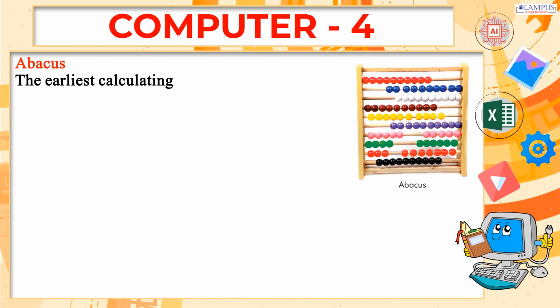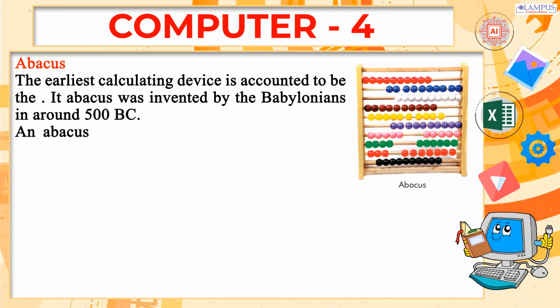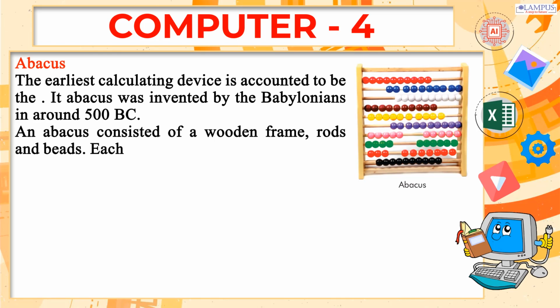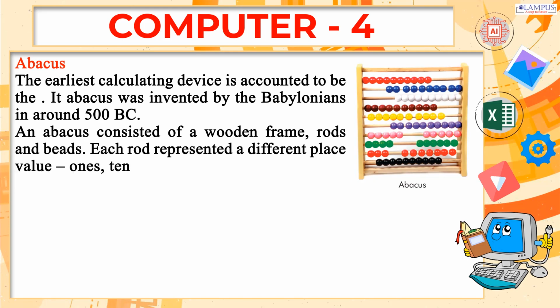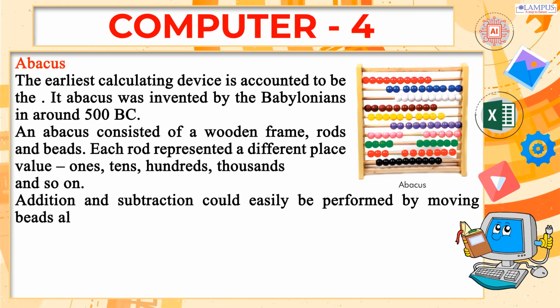Abacus. The earliest calculating device is accounted to be the abacus. It was invented by the Babylonians in around 500 BC. An abacus consisted of a wooden frame, rods and beads. Each rod represented a different place value, ones, tens, hundreds, thousands, and so on. Addition and subtraction could easily be performed by moving beads along the rods of the abacus.